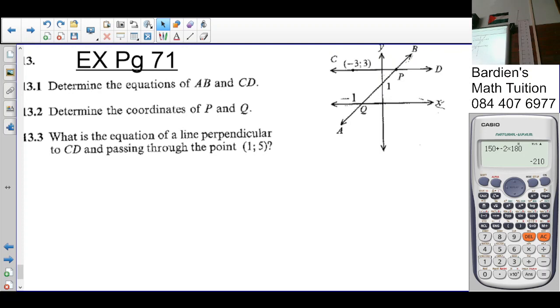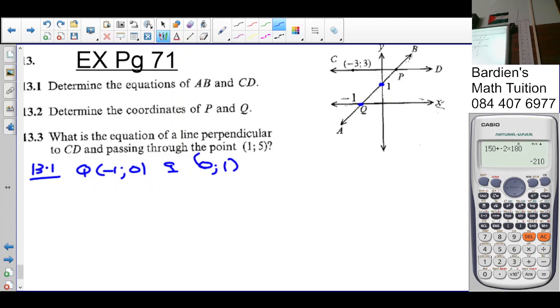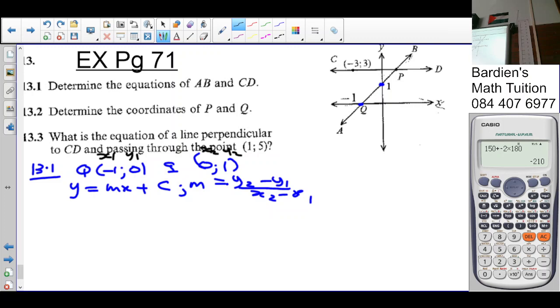Determine the equation of AB and CD. So you're looking at AB. Do I have 2 points on this graph? Yes, I do. The one point is Q, which is (-1, 0), and (0, 1), which is this point here. How do I determine the equation of a straight line? It will be in the form y equals mx plus c. How do you calculate m? Gradient, change in y over change in x: y2 minus y1 over x2 minus x1. Again, if this is x1, y1, x2, y2. And make it a habit of labeling it so that the examiner can see what you are doing.